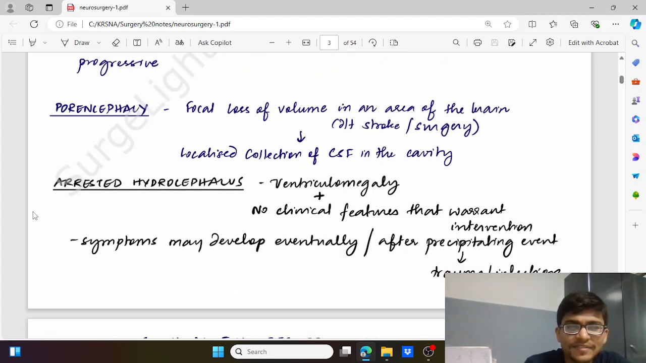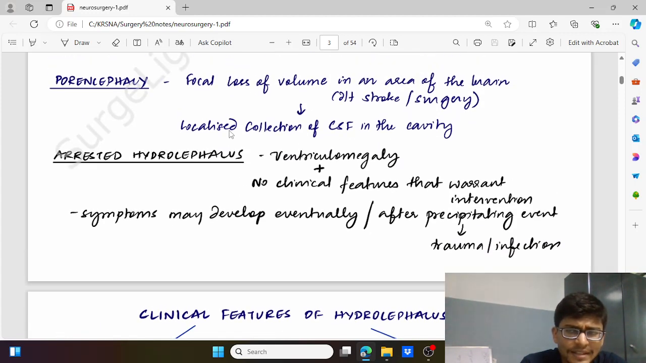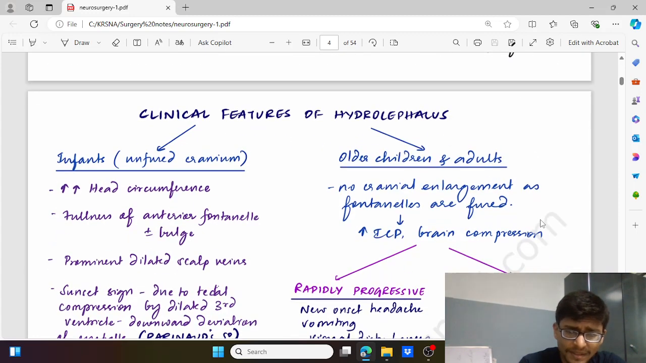Then we have porencephaly, where there is focal loss of volume in an area of the brain. It could be due to stroke or surgery, resulting in a localized collection of CSF in the cavity. Then there is arrested hydrocephalus, where there is ventriculomegaly without any feature that warrants intervention. Symptoms may develop eventually or after some precipitating event like trauma or infection.